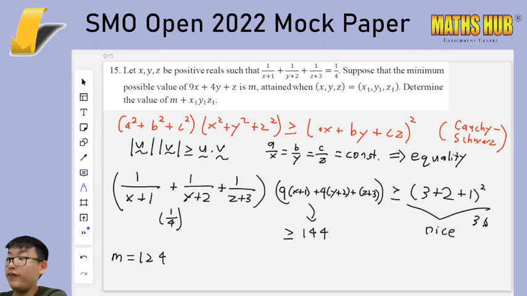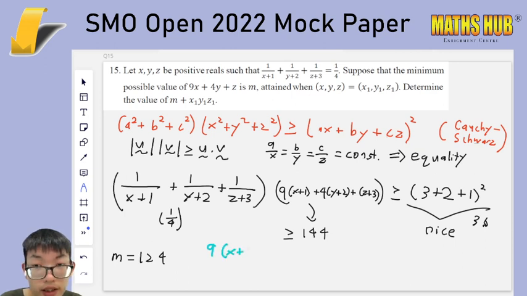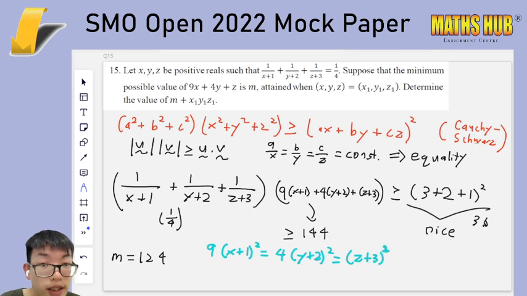Now, for this problem, I wanted to make sure that everyone fully understood Cauchy-Schwarz. So I also asked, when does equality hold? And equality holds, as we have seen, when they are in the same ratio. So if these are in the same ratio, we can write down what that entails. So this over this is telling you 9x plus 1 squared is equal to 4y plus 2 squared equals to z plus 3 squared. That's the equality case.